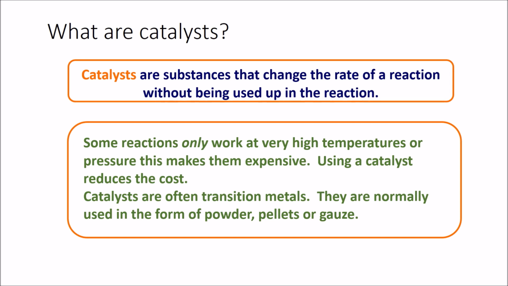Now, catalysts are quite often the transition metals. So that is that block of metals in the middle of the periodic table between group 2 and 3, and we tend to use them in powdered form. Okay, and we can also use them in pellets, or we can actually attach them into a gauze so reactants can flow over them and come into contact with the catalyst. Now, why do you think that using powdered catalysts or pellets is the best thing to do? Pause this video and have a think.